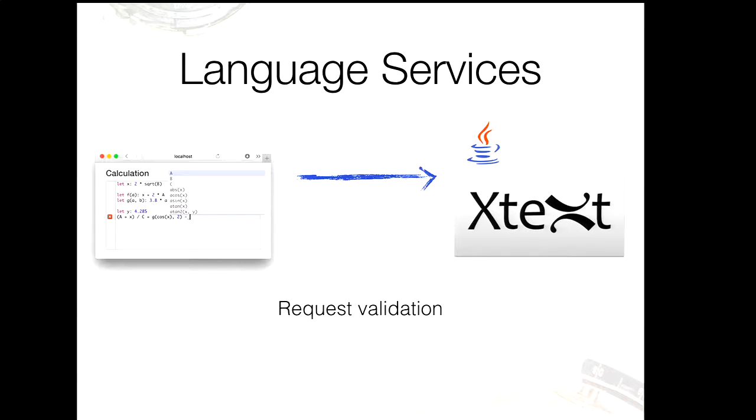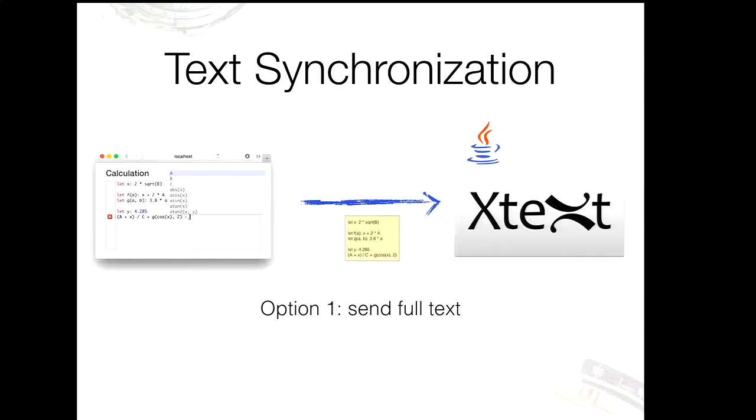The same thing also goes for validation. This has to be triggered by the client, so the client has to know when to re-trigger validation, and this is done by our integration always after a certain delay after changes have been applied. I think the default is half a second, then a validation request is sent, and the result is a list of errors and warnings, or that could, of course, be empty. There are two different options for synchronizing the text, because the server has to have its own copy of the current text that is shown in the editor in order to be able to do the language-specific services. The first option is to send the whole text content of the editor.